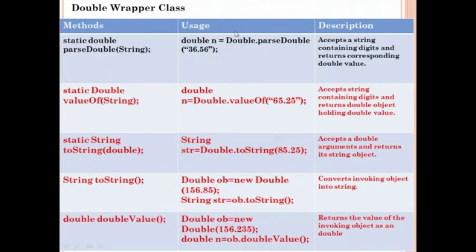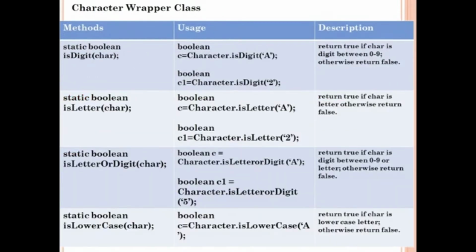Child, next one is very important for you. Next one is the Character wrapper class. And whichever methods are given here, these all are a part of your syllabus. So consider these very properly. First one is static boolean Character.isDigit(char). Now see here, is here also, is there also, and is there also. Whenever you see is, it will return a boolean value, that is true or false.